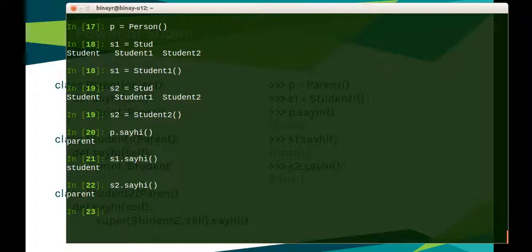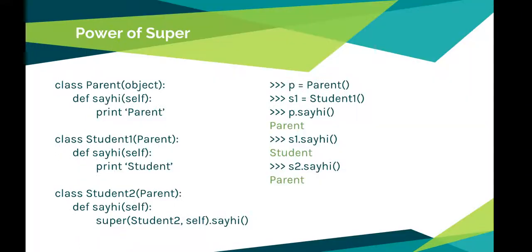Why? Because let me show you the structure. See, in parent I have printed parent. Suppose there is no say hi method available in the student class, so it will directly go to parent and execute it. Same thing for student2. But as I have defined a function inside student, in student1 I have just created a student say hi method that prints student, that is simply method overriding. And in student2, this is also method overriding, but it is calling the say hi of the parent.